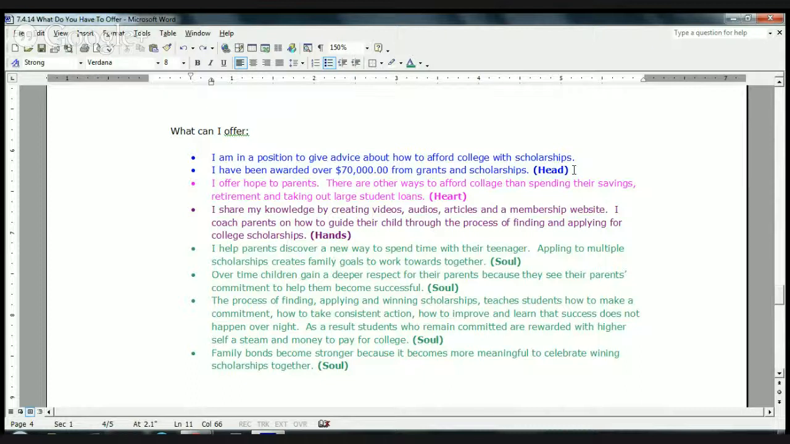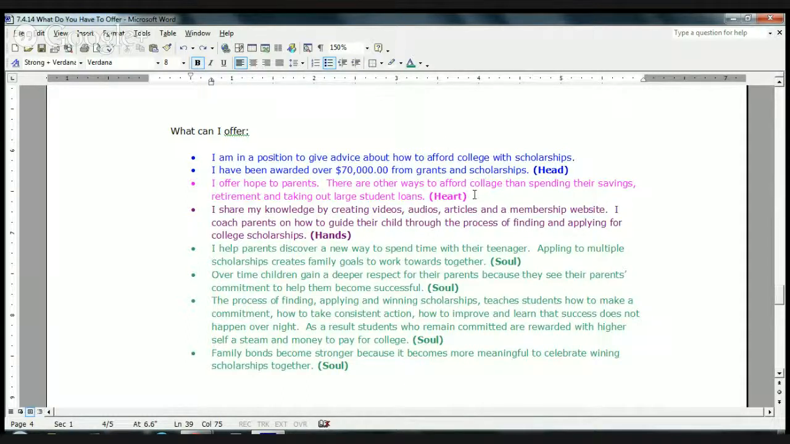The reason you want to talk about the head, the learning style with the head, is because people are very logical. They want to know, well, why should I be listening to you? Well, you should be listening to me because I've raised over $70,000 in grants and scholarships to help pay for my college education. Very logical. I have proof of it. I have pictures of the checks and other things that I can show. That's part of my portfolio of who I am and what I have to offer. I have a lot of experience.